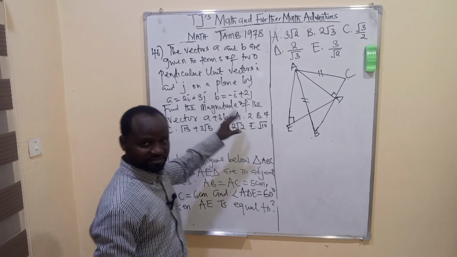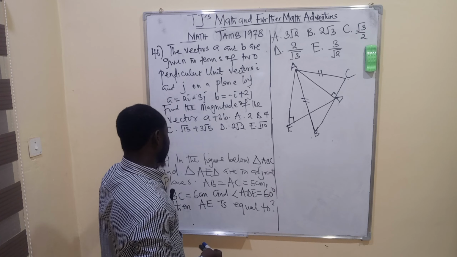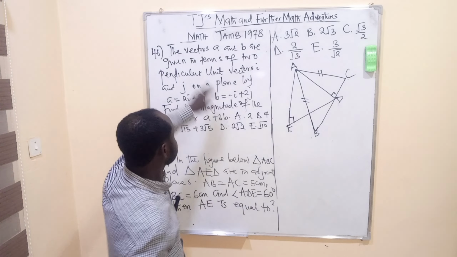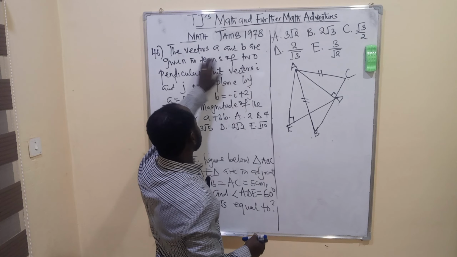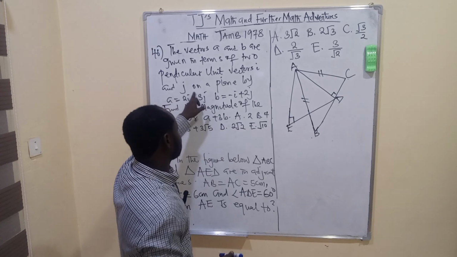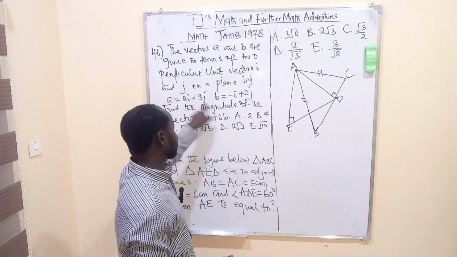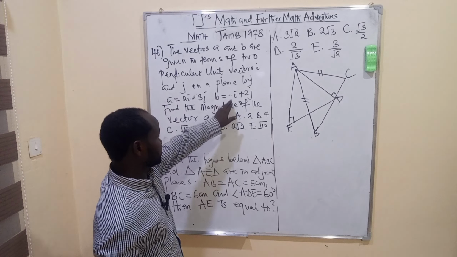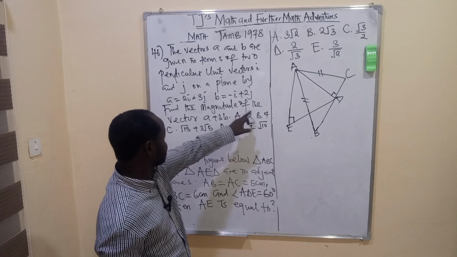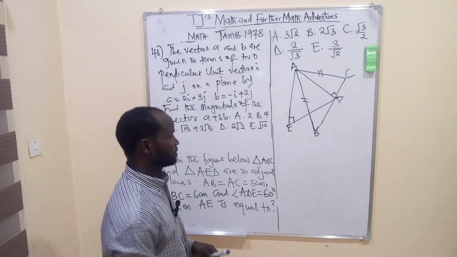This is Mathematics, JAMB 1978. We have question 46 and question 47. Question 46 reads: the vectors A and B are given in terms of two perpendicular unit vectors I and J on a plane by vector A, which is given as 2I minus 3J. Vector B is given as minus I plus 2J. The question says, find the magnitude of the vector A plus 3B. We have the options here.